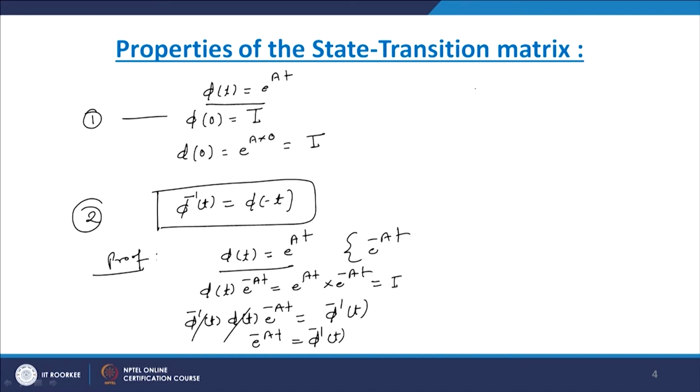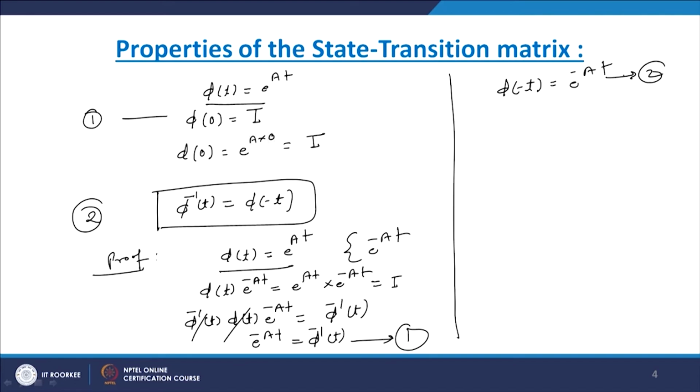Now, if we take phi of minus t equal to e raised to minus a t, just like phi of t equals e raised to plus a t, then phi of minus t equals e raised to minus a t. If you see this equation, say 1, and this equation 2, and compare these equations, what we will get is phi inverse of t equals phi of minus t. This is the second property.